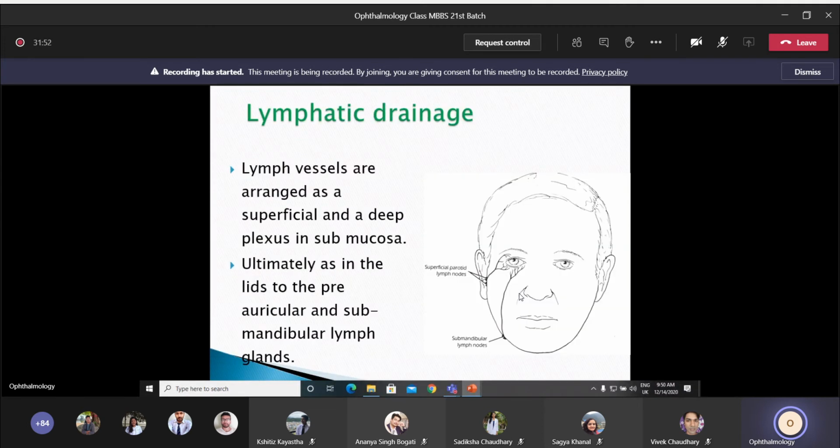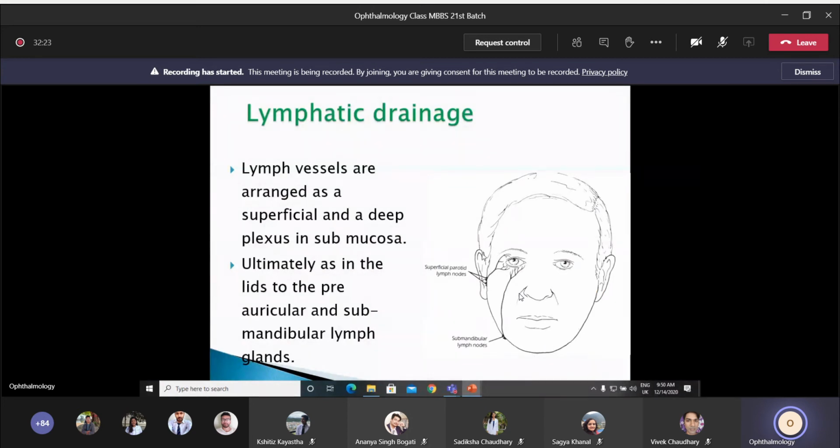And then the lymphatic drainage, again, is very important in case of any conjunctival disease, because as you all know, some of you must have had, in viral conjunctivitis, there may be the presence of lymphadenopathy. Okay, so lymph vessels are arranged as a superficial and a deep plexus in the submucosa, as you've all just studied. So ultimately, as in the lids, the lymph drains into the preauricular and the submandibular lymph glands.